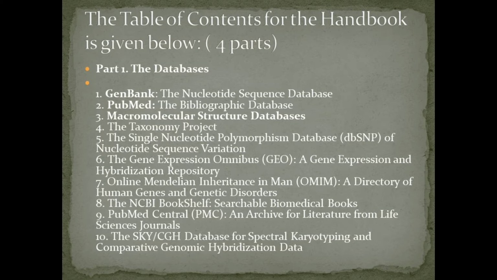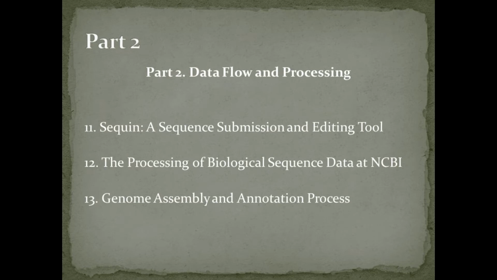And the last one is the SKY. The SKY database usually works on karyotypes and comparative genomic hybridization data. Now the second part comprises data flow and processing. Here the first one is sequencing, the sequence submission and editing tools, then processing of biological sequence data at NCBI, then genome assembly and annotation process.